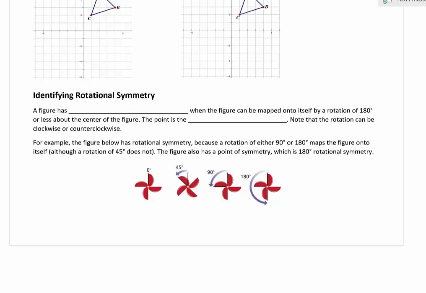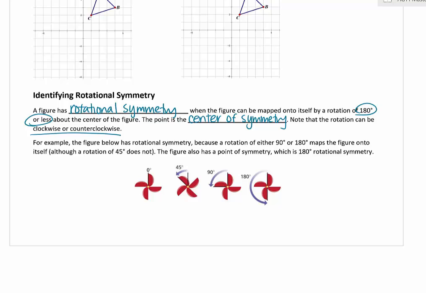The last thing we're looking at is identifying rotational symmetry. A figure will have rotational symmetry when the figure can be mapped onto itself by a rotation of 180 degrees or less about the center of the figure, and that point would be called the center of symmetry. Note that this rotation can be clockwise or counterclockwise.